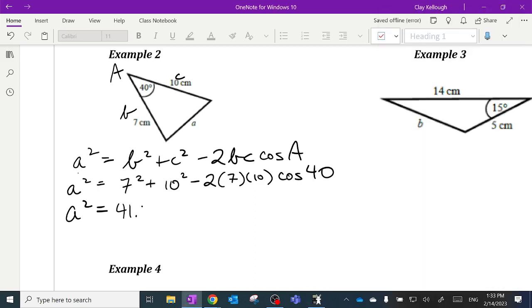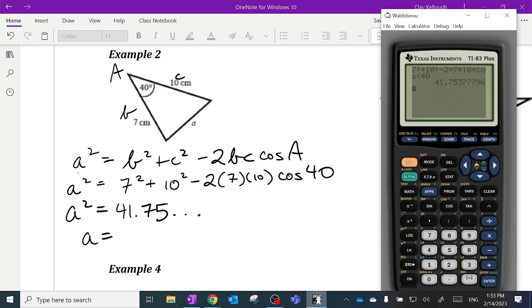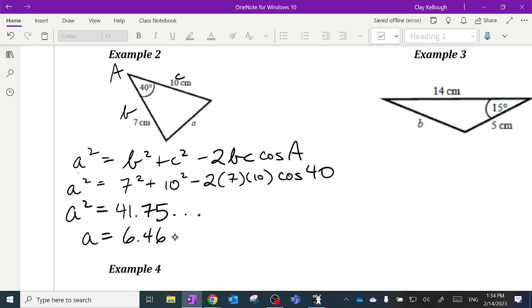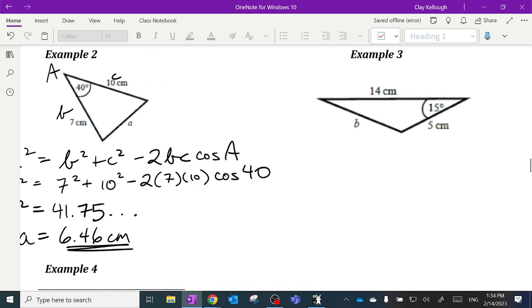So 41.75, don't round it yet. A will be the square root of that answer. So second function, square root of my answer. 6.46 centimeters. All right. I'm going to pause the video that I'm making so that people can try the next one without me. Please turn the video back on once you've got an answer.